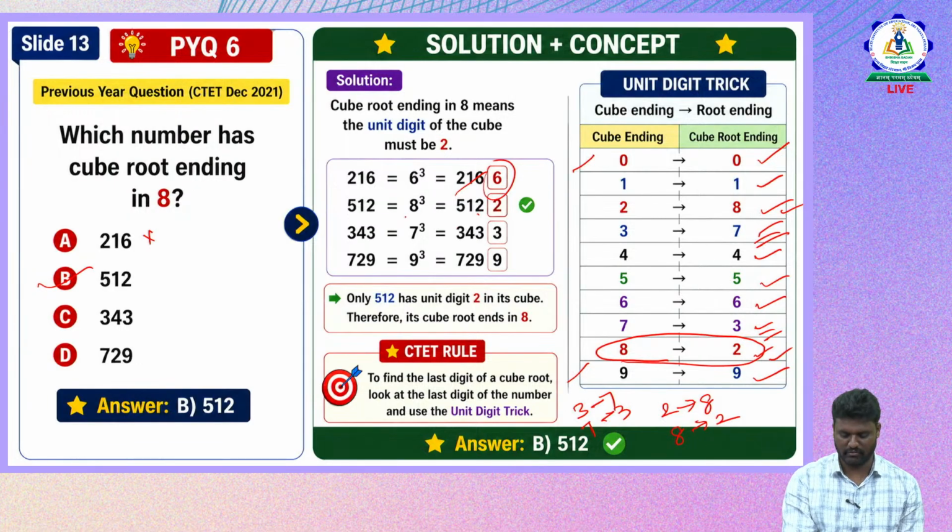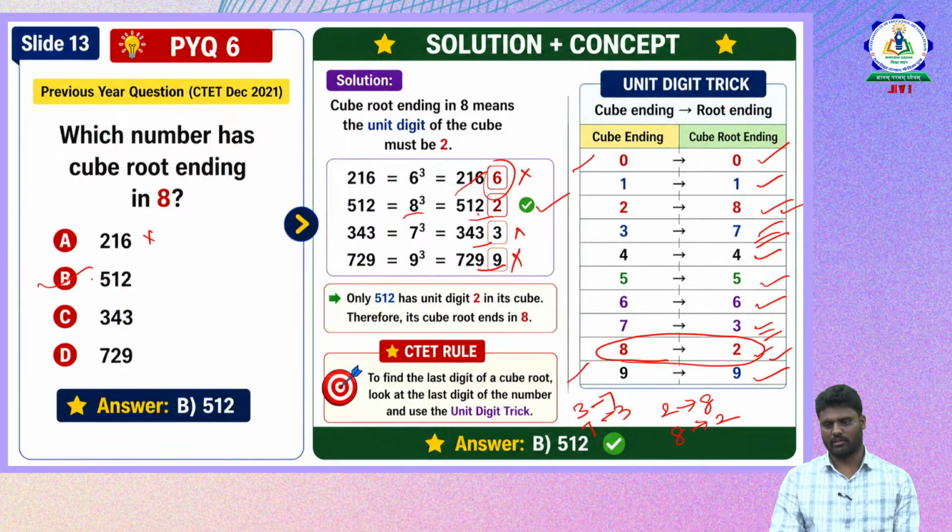So 8 cubed ends with 2, that means the cube root of 512 ends with 8, so therefore we can say this is the correct answer. Let us see the other options also. 343 is 7 to the power of 3, again the unit digit is 3, and we want a unit digit that ends with 8, so this is a wrong answer. And 729 is 9 to the power of 3, which ends with 9, so these other three options are wrong and only option B is correct. So just remember this cube ending and root ending of 0 to 9 and easily you can solve these problems.